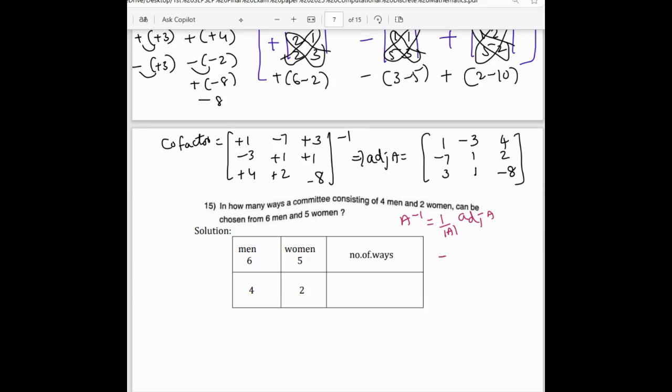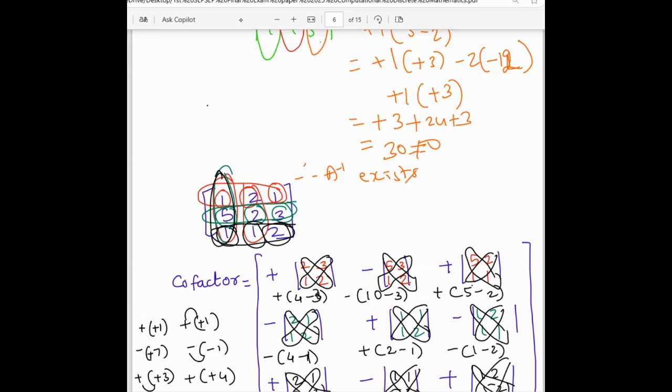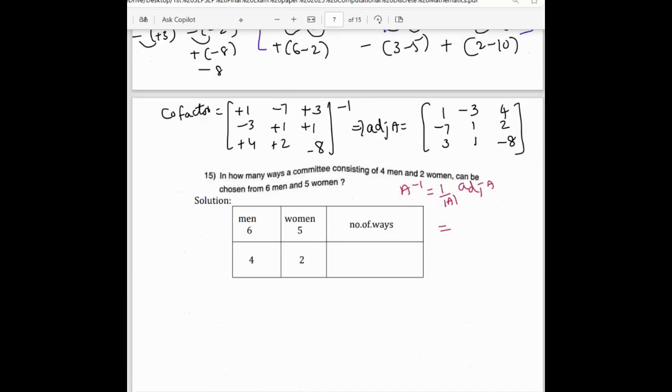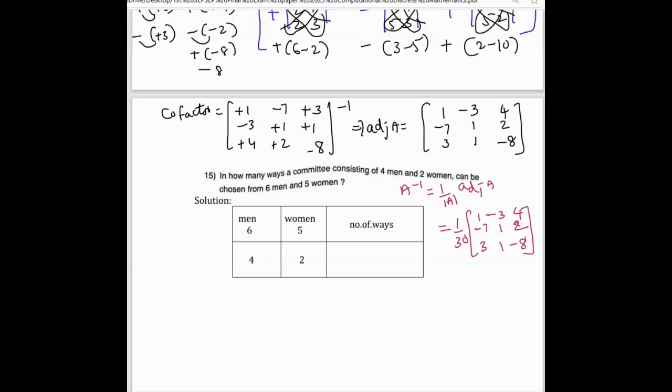So the answer will be, the determinant is 30 here. So it will be 1 by 30 into this: 1 minus 3 4, minus 7 1 2, 3 1 and minus 8. So this is the inverse of the matrix A.